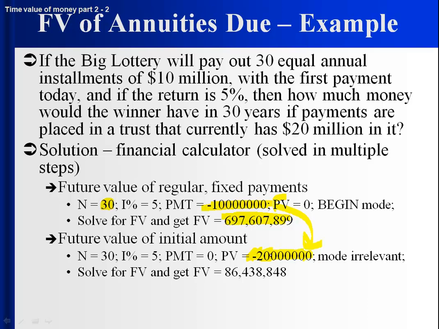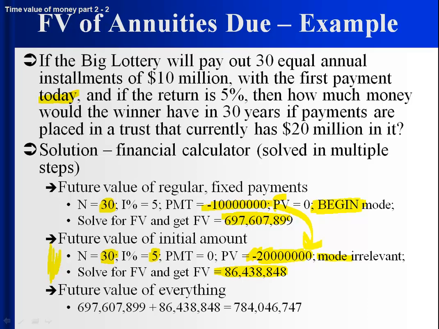And so 20 million times 1.05 to the 30th, put in 20 million, how much do we have 30 years later, an interest rate of 5%. And again, the mode doesn't matter. I forgot to note here that we're in begin mode because these 30 payments start today, first payment today, and our initial amount would compound to 86 million. Add it all up, how much did we have? 784 million.